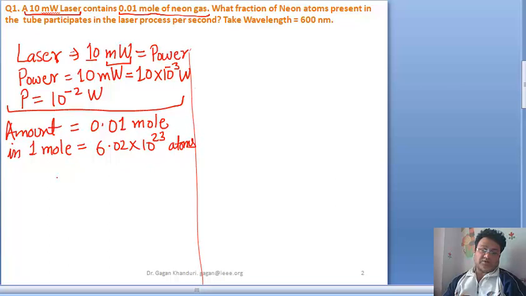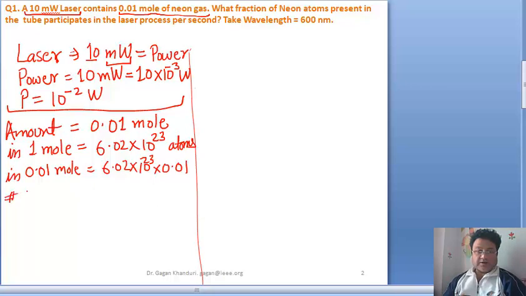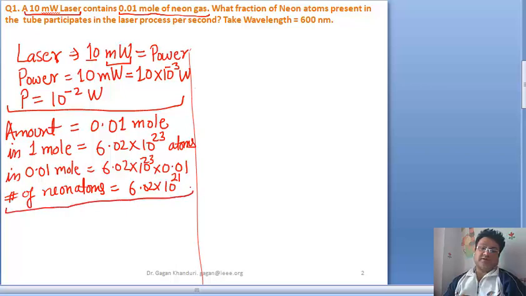So if there is 0.01 mole, then in 0.01 mole the number of neon atoms will be 6.02 into 10 raised to power 23 into 0.01. So the number of neon atoms is given as 6.02 into 10 raised to power 21. Okay, this is the second information that is given to us.